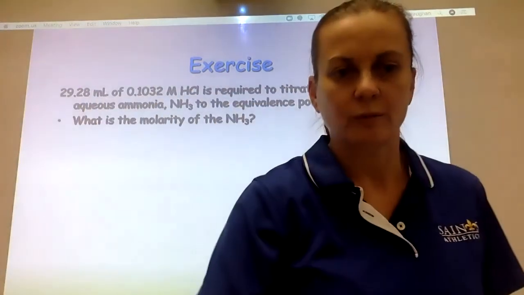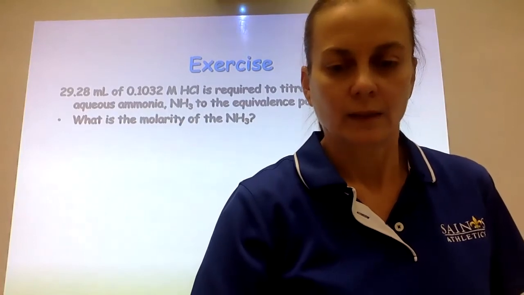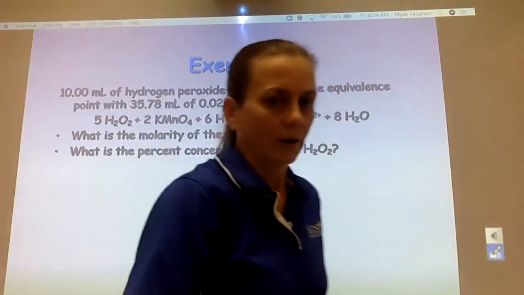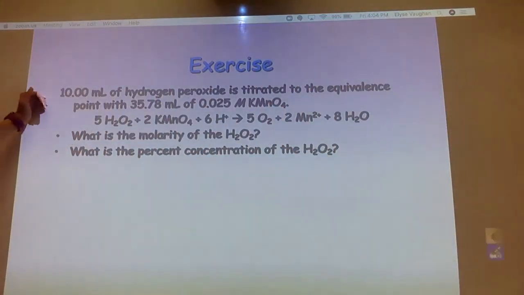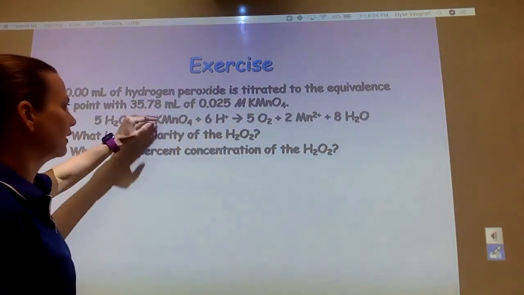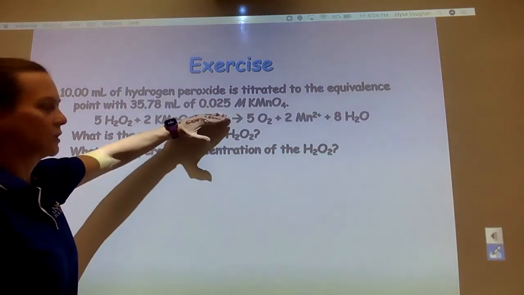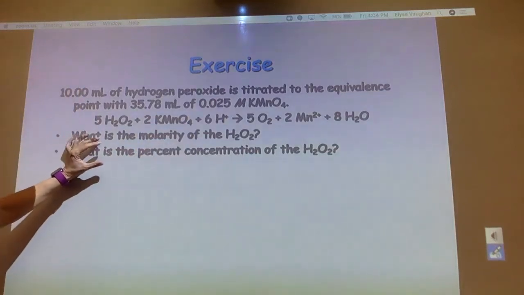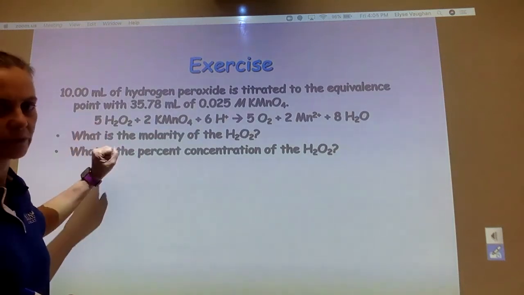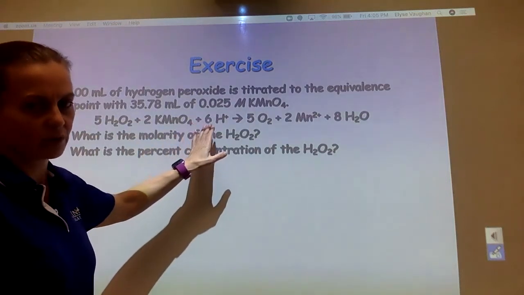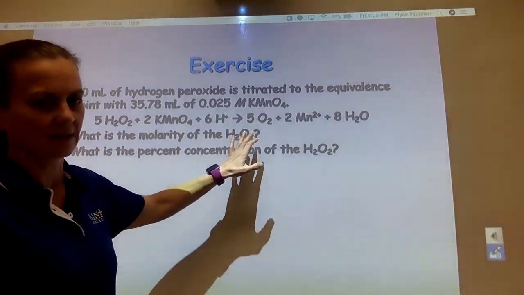Let's do another practice problem. Okay, we now have 10 milliliters of hydrogen peroxide that are being titrated with 35.78 milliliters of 0.025 molar potassium permanganate. Now this one is a redox reaction and it's kind of a pain to balance, so I've gone ahead and balanced it in advance. We know that we have 5 moles of hydrogen peroxide for every 2 moles of potassium permanganate, along with 6 moles of hydrogen ions. This is being done in an acidic solution.